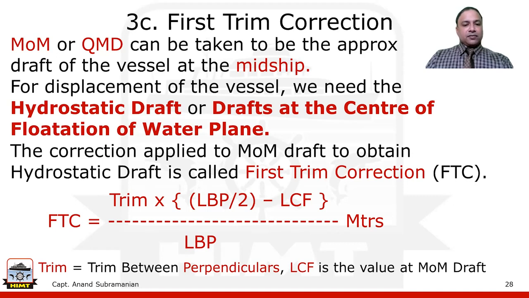And this LCF value, what we see over here in the numerator, is the value at the mean of mean drafts. From the stability particulars, we can take it out and we can get it. So again, the first trim correction is trim multiplied by half of LBP minus LCF, the whole divided by LBP, and the value we get is in meters. Again, the trim is the trim between the perpendiculars. LBP is what is given already for us, and LCF is a value at the mean of mean drafts.